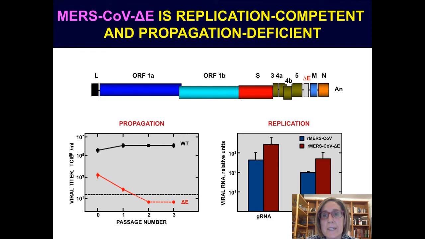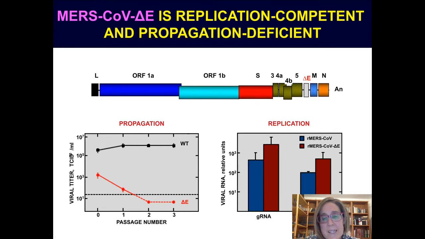Using the reverse genetic system, a deletion mutant of MERS coronavirus lacking the envelope, or E protein, was generated. This deletion mutant was propagation defective, as shown in the left graph with the red line, which means that it was lost during passages in cell cultures, in contrast to the continuous growth of the wild-type virus, as shown with the black line.